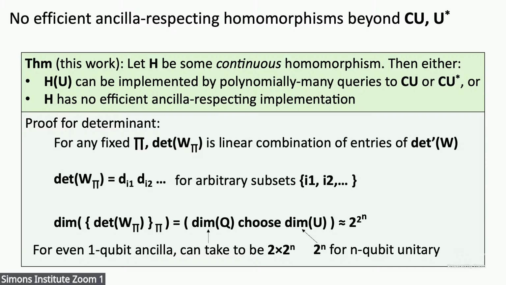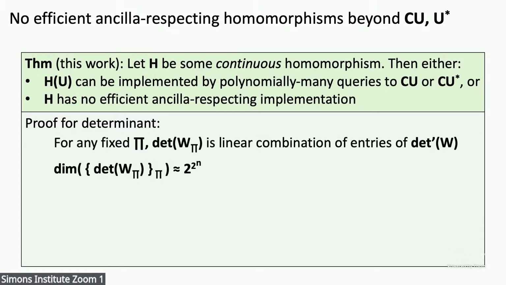But now let's say I have 1 ancilla qubit. The unitary I'm trying to talk about is on n qubits, but W is going to have an ancilla, so it's really n plus 1 qubits. If I look at the possible values for the determinant of W pi, I worked it out here: it's going to be 2 to the n plus 1 choose 2 to the n possible subsets of the entries in W. And so the dimension spanned by these products is actually something like 2 to the n, double the exponential.